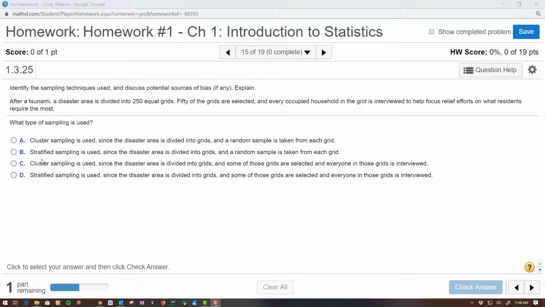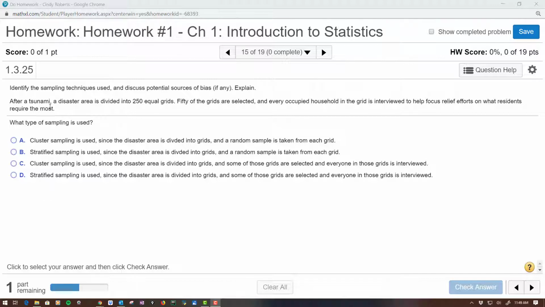All right, what is the difference between cluster and stratified? Well, we just mentioned these are groups. So it said here, after a tsunami, a disaster area is divided into equal grids. So I know that these are grouped, but it just says 50 of the grids are selected and every occupied household in the grid is interviewed. So nothing in here tells me they have anything in common.